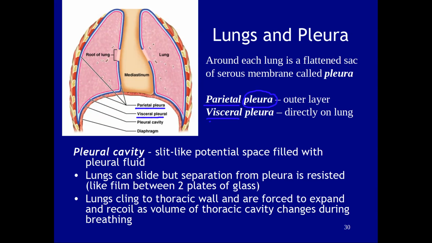So between the parietal pleura and the visceral pleura, you have a space. It's normally referred to as a potential space. Why is it potential? Because it's usually filled with a very, very thin layer of pleural fluid, and this layer holds the parietal pleura and the visceral pleura together.